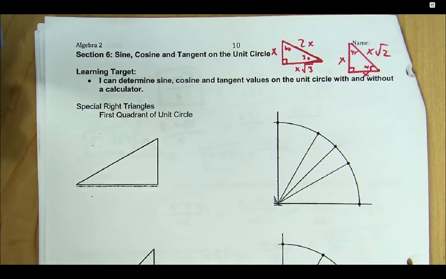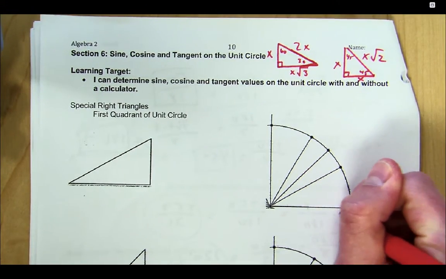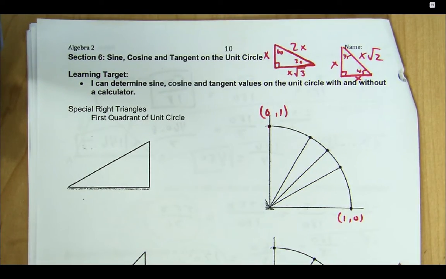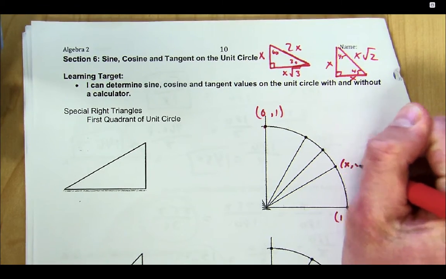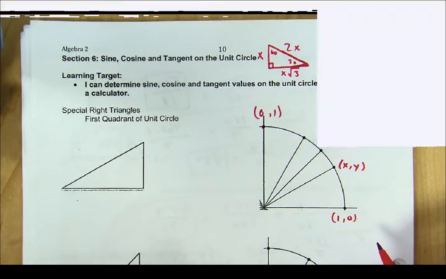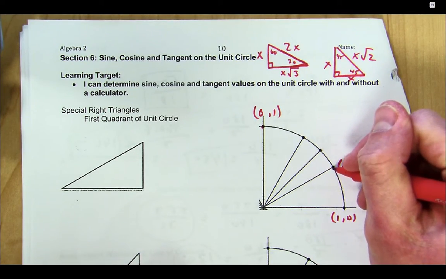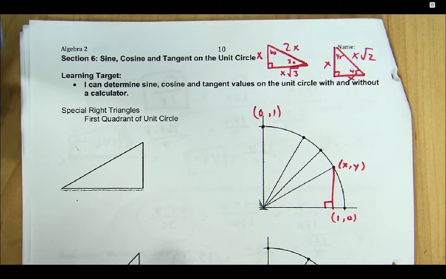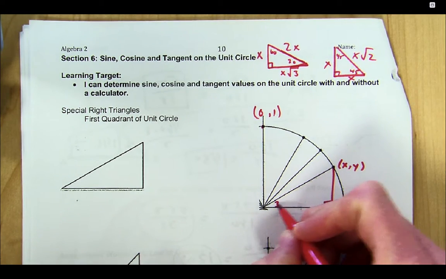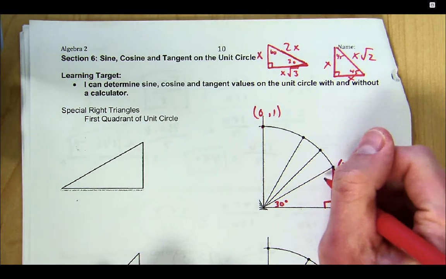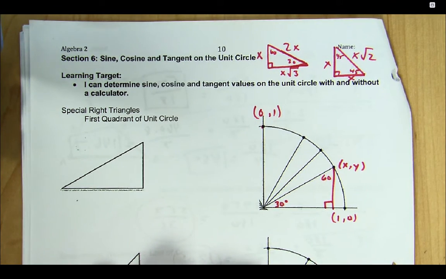So let's take a look what I mean by that. We've already established that this is the point (1, 0). This is the point (0, 1). So what I want to do right now is figure out what's this point, (x, y). And to figure that out, we're going to use special right triangles. And the reason we're going to use special right triangles is because I'm going to draw this straight down here. This is going to form a 90-degree angle. This is a 30-degree angle right here. So we want to know at 30 degrees, what are these coordinates? And then so if this is 30, this is 90, therefore this must be 60.